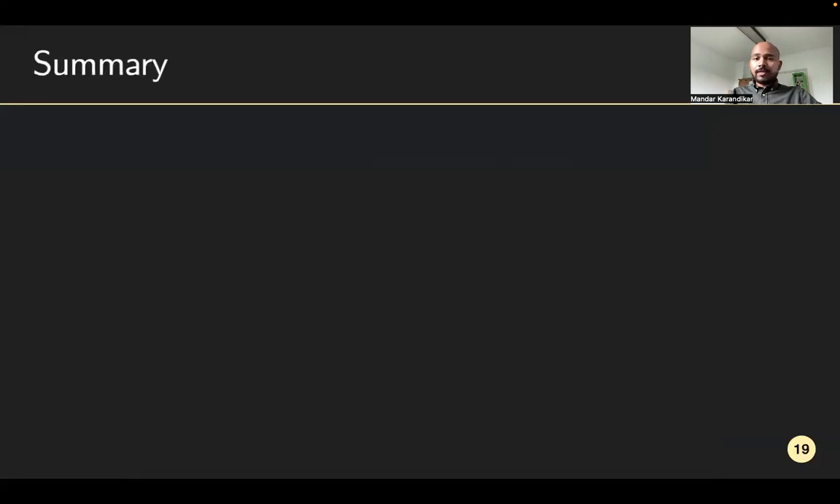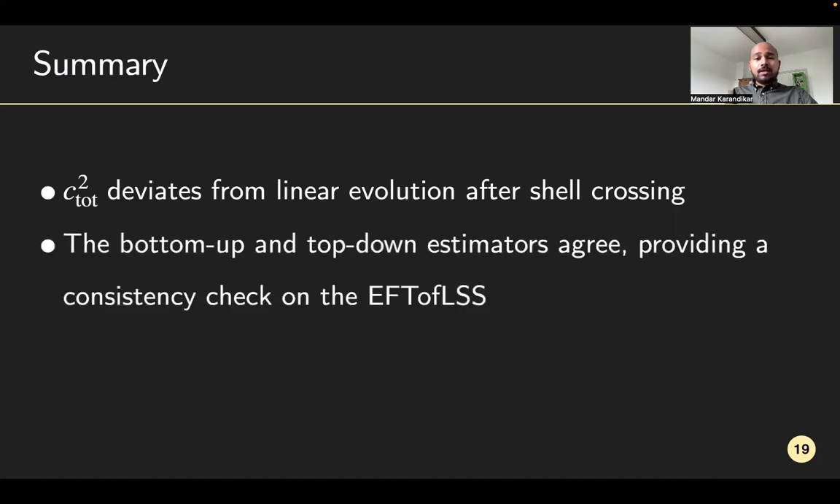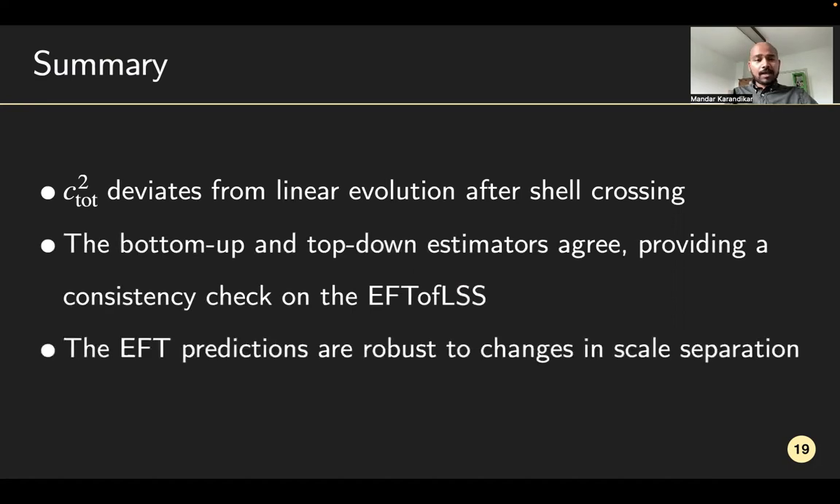And with that, let me summarize our three main results. The first is that we've made a measurement of C-square as a function of time. We show that it deviates from its linear evolution after shell crossing and follows a downward trajectory where it reduces to a value smaller than what it started with. Then the main result is that the bottom-up and the top-down estimators are in good agreement with each other, which provides a nice consistency check on the EFT of LSS. And then finally, that the EFT predictions are very robust to changes in the separation of scales.